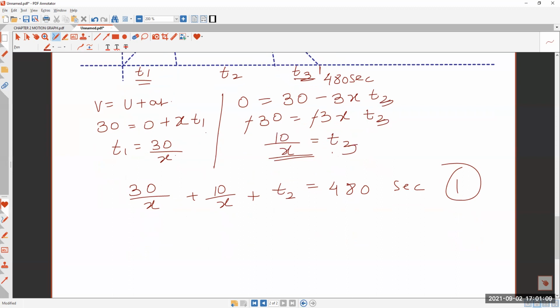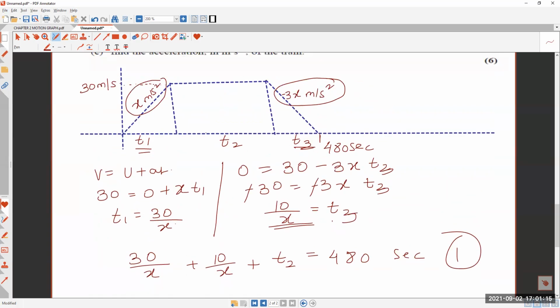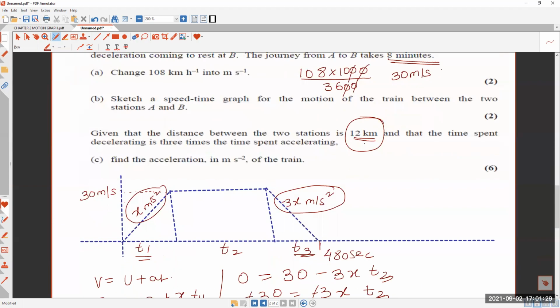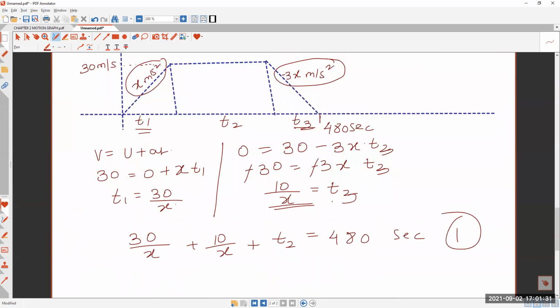I have 2 unknowns here. One unknown is T2, I don't know what T2 is. Another unknown is this x value. 2 unknowns, so I need 2 equations. The question gives me two hints: one is the time, which I have already used, and the other is the total distance traveled, that is 12,000 kilometer. Again, total distance traveled, same as before, is half base into height.